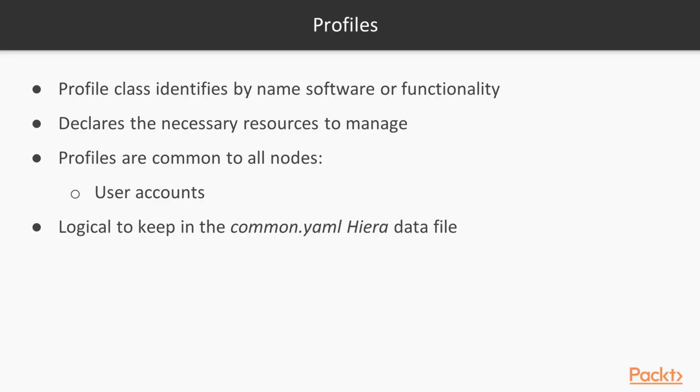Moving on to profiles. A profile class identifies by name some specific piece of software or functionality required for a role and declares the necessary resources to manage it. Often, there are profiles which are common to all nodes, our user account for example, and a few others. It's logical to keep these in the common.yaml Hiera data file so that these profiles will be included by all nodes.